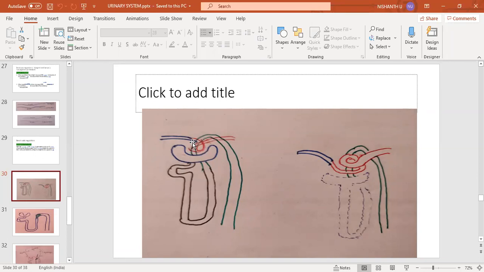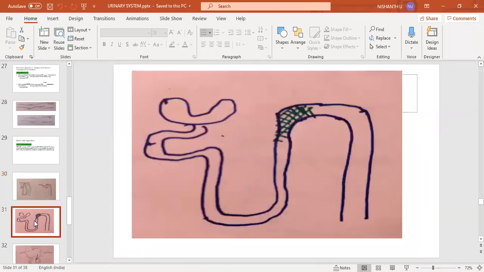Then the question will come into your mind: how will it communicate with the afferent arteriole, as well as Bowman's capsule? That should be your doubt. For that, you have to understand one more concept. Now you just go through here. This is a normal diagram that we draw. This is the Bowman's capsule.